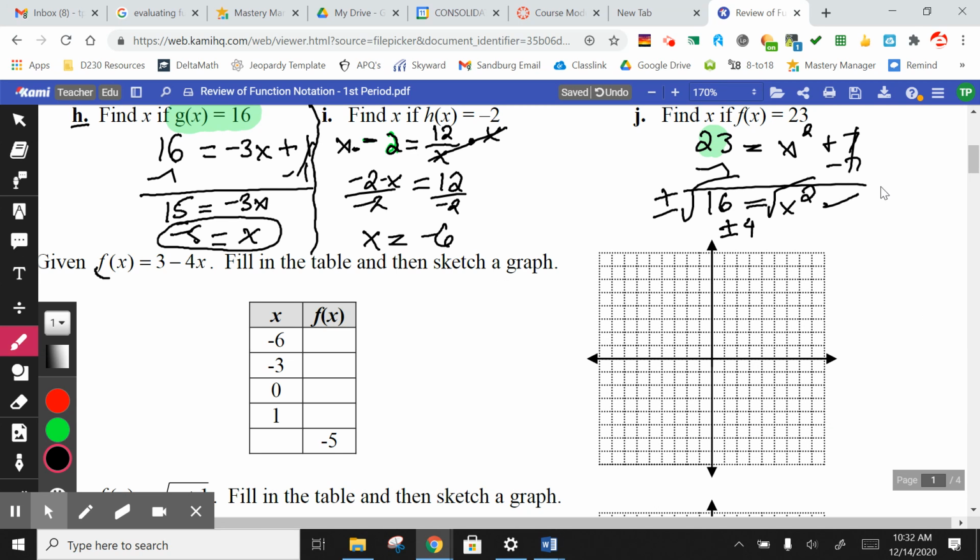All right, last ones here. Probably we'll get through today. Giving you this function, you're going to fill in your table. And this kind of now gets at the idea of what we're finding when we do function notation. For this one, it says f of x is 3 minus 4x. And then we're just going to plug in these values to figure out what our functional value is. So I'll write the function over here.